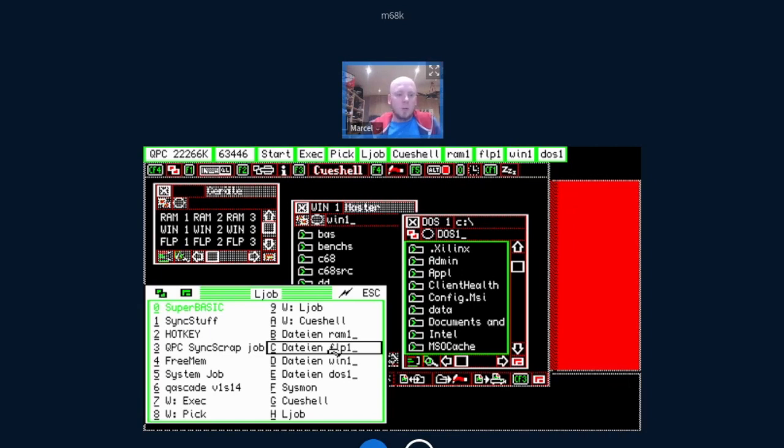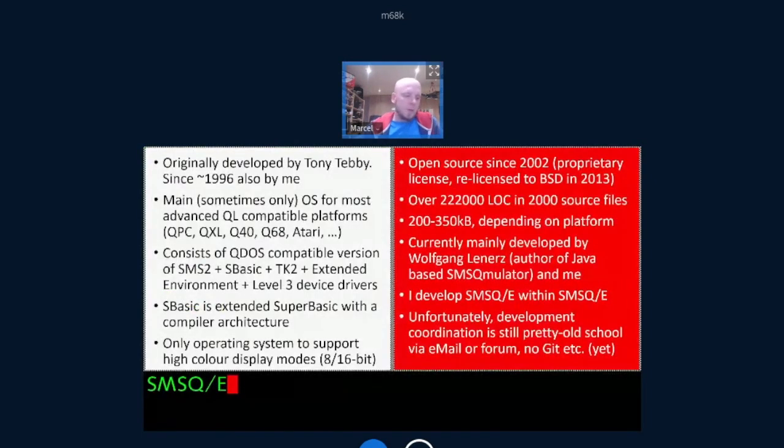Okay, now we come to SMSQ, which really is the pinnacle of QL operating systems. It was also developed by Tony Tabby, of course. And since 1996, about also by me. So Tony Tabby retired some years after, so I'm the longest running maintainer of the operating system.